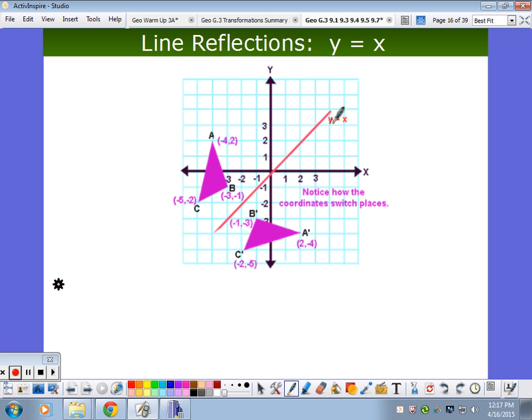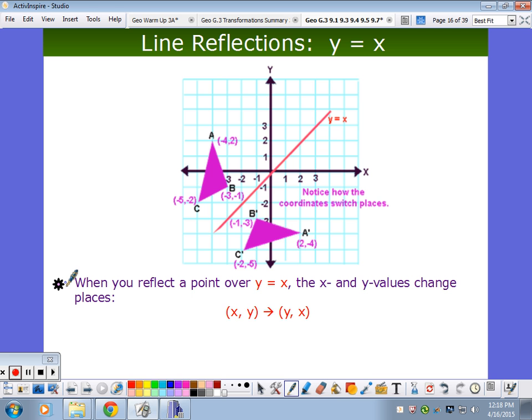This y equals x, that's going this way, right? There's y equals x. It's a little bit harder to see. You have to, again, kind of see the paper being folded along that red line, y equals x. That mapping is (x, y) goes to (y, x). So we're switching the coordinates around. So (-4, 2) became (2, -4). Switch the coordinates around.